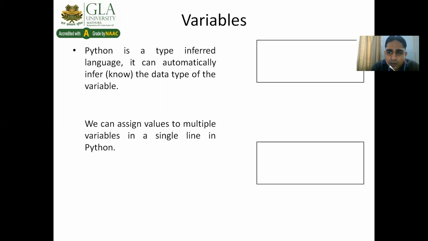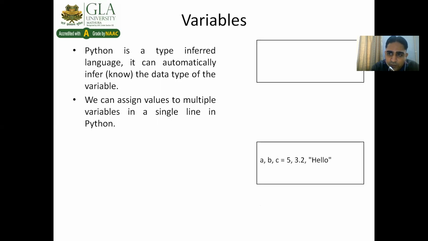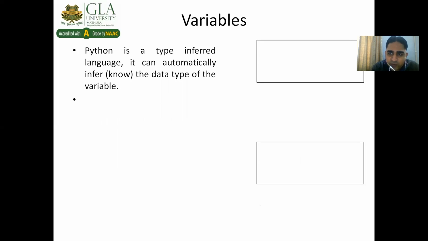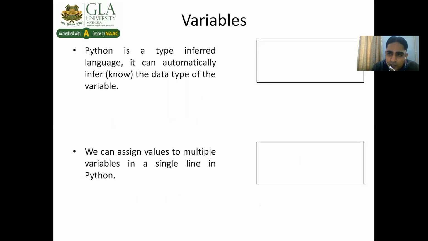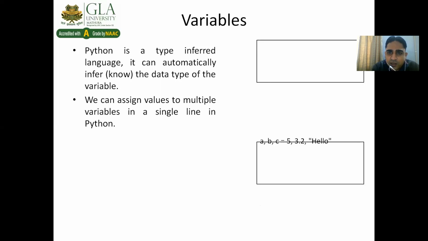Python is a type inferred language. As I told you, whatever value you give is automatically taken by the variable, and the data type of the variable becomes the data type of the value that you have assigned, right? And we can assign multiple values in a single line, like this. You can write a, b, c equal to 5, 3.2, hello. So the value 5 will be assigned to a, the value 3.2 will be assigned to b, and the value hello will be assigned to c.